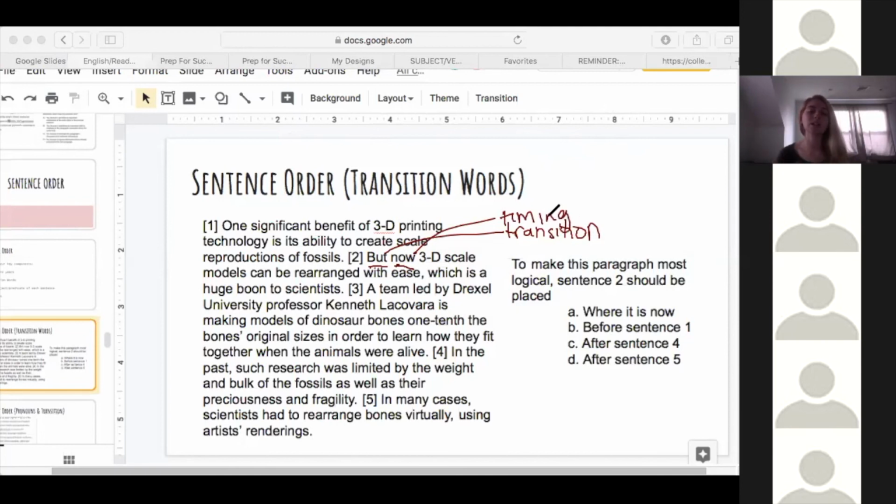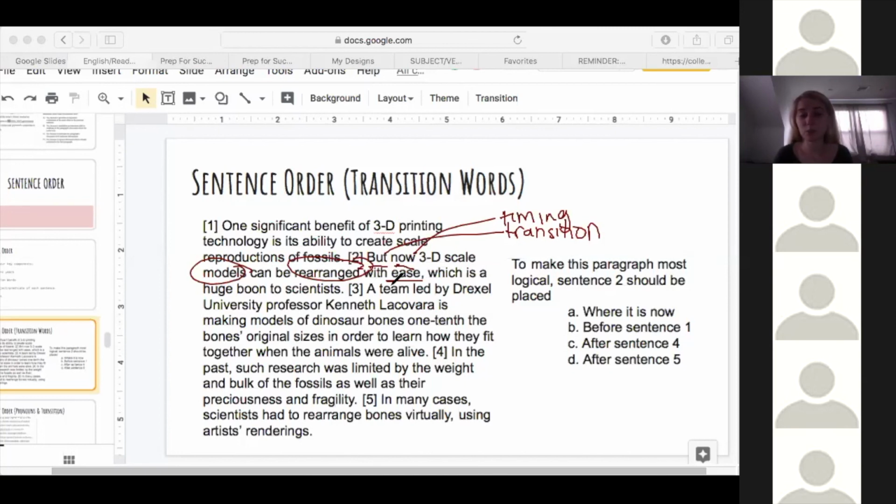Now after that, I continue and I say the 3D scale models can be rearranged with ease, which is a huge boon to scientists. So now the subject and predicate one, you can always use in every single case. What is my subject and predicate? Well, I'm talking about the 3D models and I'm talking about them rearranging, and specifically how easy it is. So now I'm going to read elsewhere. I want to find somewhere else that I'm talking about the models and also talking about rearranging them.